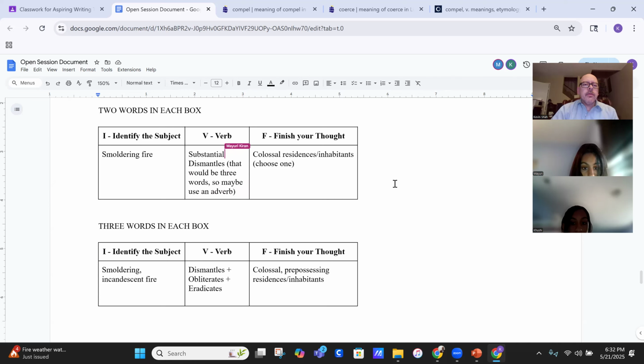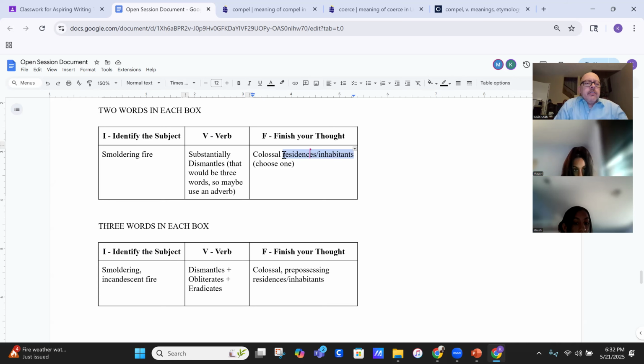Significantly, I think. Substantially. Put ly at the end. There you go. Dismantles. And then choose one of these 2 words, residences or inhabitants. I'm not sure which one you want. Which one is better? Which sounds better?